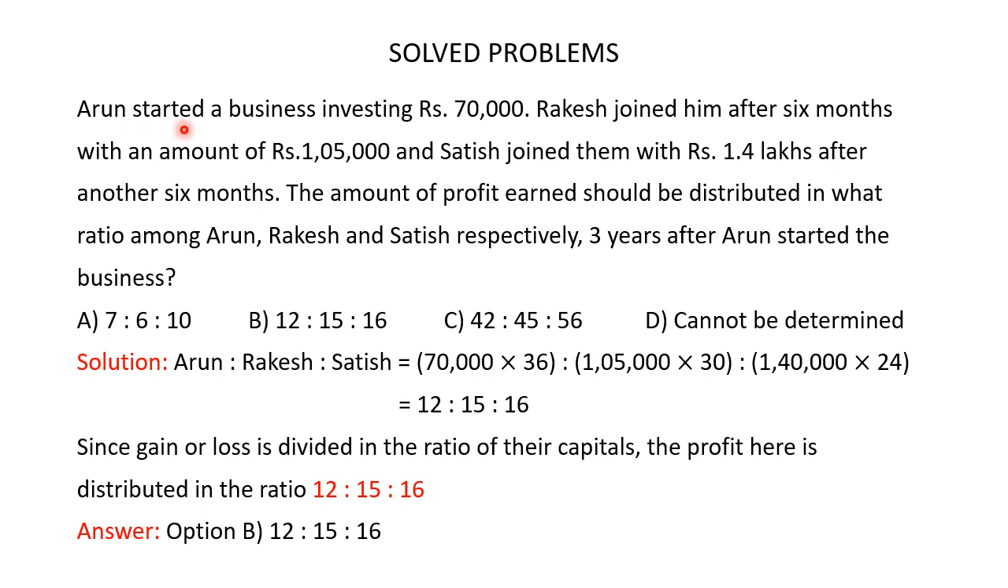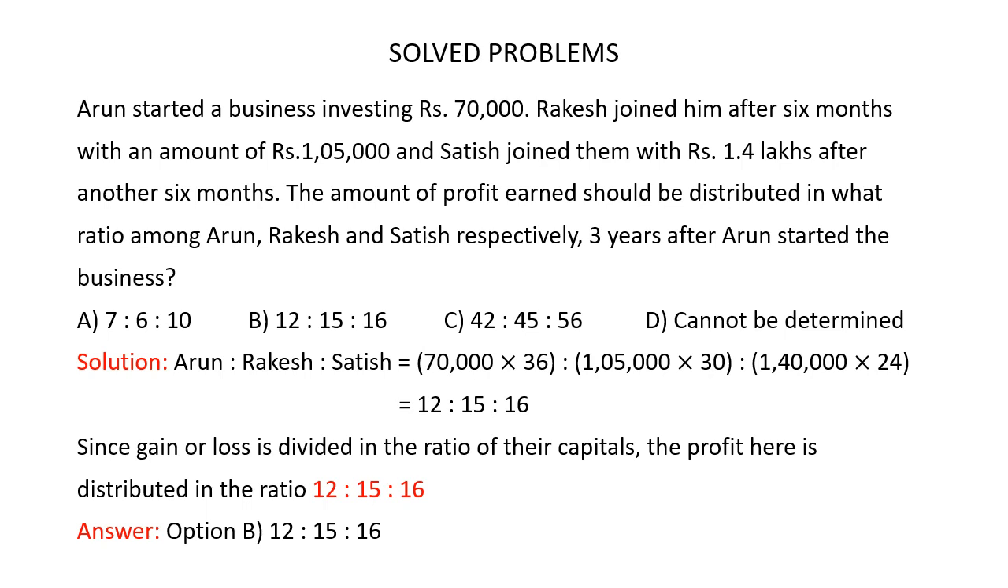Arun started a business investing rupees 70,000. Rakesh joined him after 6 months with an amount of rupees 1 lakh 5,000 and Satish joined them with rupees 1.4 lakhs after another 6 months. The amount of profit earned should be distributed in what ratio among Arun, Rakesh and Satish respectively 3 years after Arun started the business. Here you are given 4 options and you have to find out which of these options is the correct one.